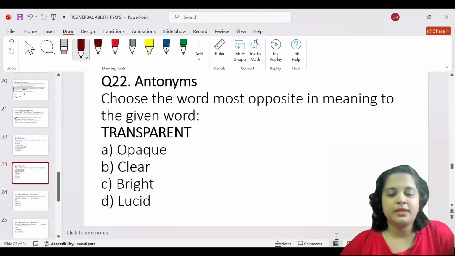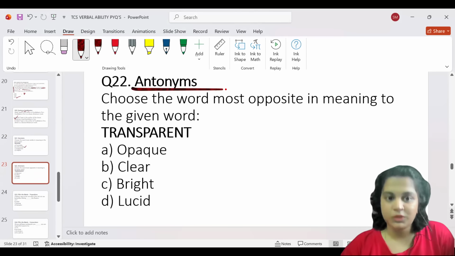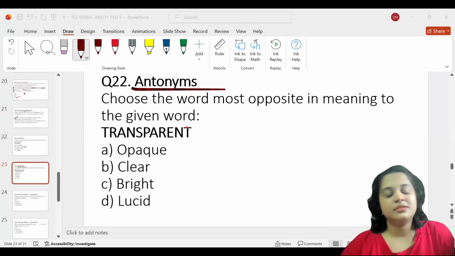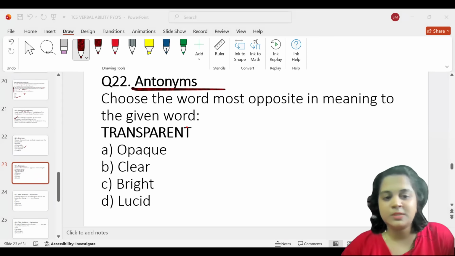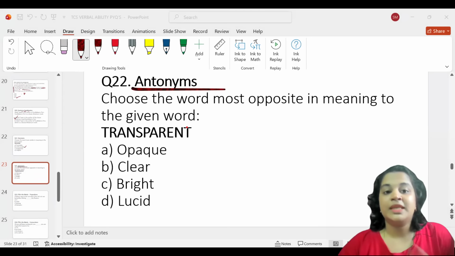Transparent. What is the, this is antonym. This is not synonym. I was about to say the synonym. Sometimes you can make mistakes like me. I just made a mistake now. I just blindly saw the word transparent and was about to go and choose the meaning for it. So read the question properly and try to answer.